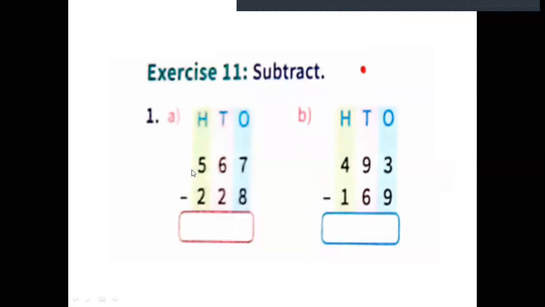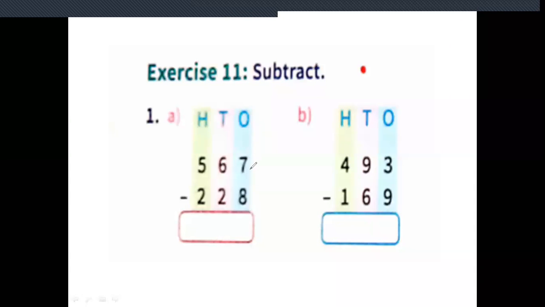Then you can subtract it normally. We will do some example sums now. Exercise sums. See here, in the ones place you have to subtract 8 from 7. From 7, can you subtract 8? No, you can't subtract. So what will you do? You have to borrow 1 ten from the tens place, and you have to put 1 here, and write the number before. Before number means 5. 1 you are giving here.